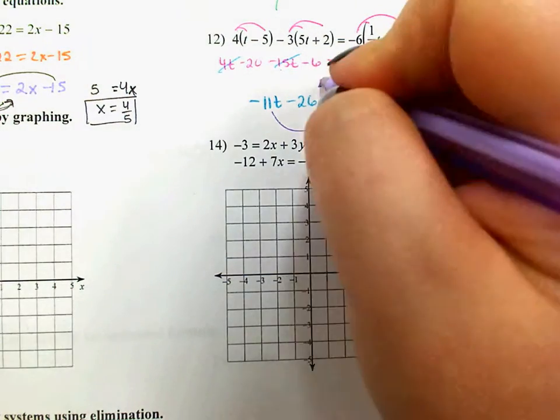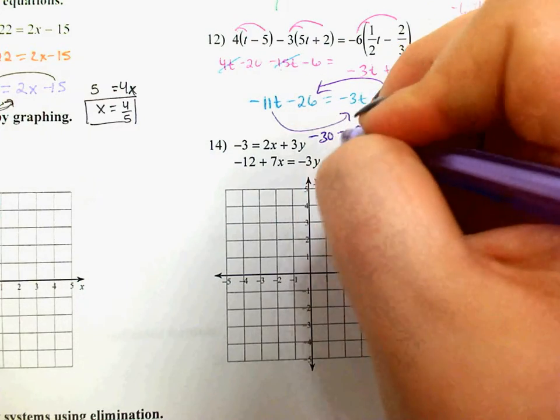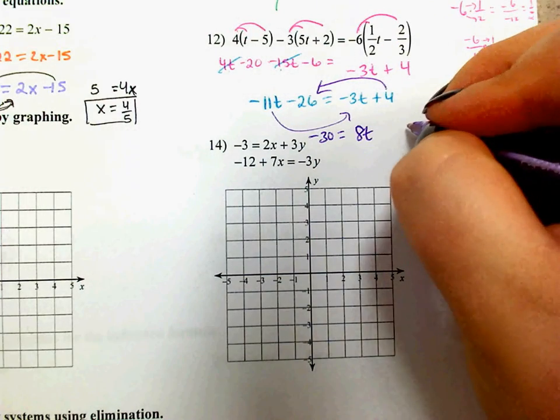So if I divide by 8, then that's a negative 30 over 8 equals t. You need to simplify. They're both even. So negative 15/4 equals t.